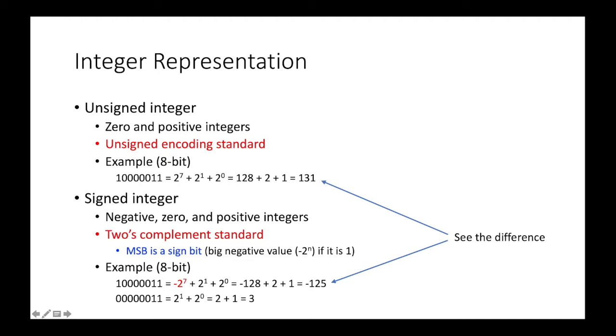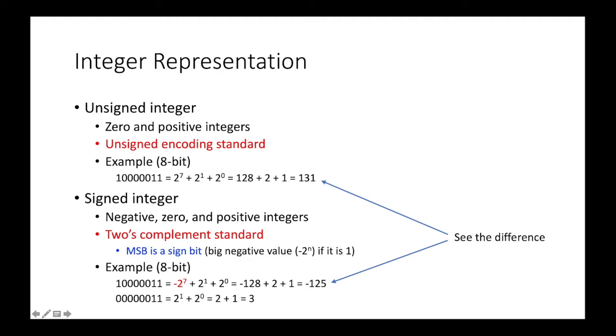10000011 has ones at bit number 7, bit number 1, and bit number 0. And 2 to the 7 plus 2 to the 1 plus 2 to the 0 is 128 plus 2 plus 1, equal 131. So this binary represents 131.